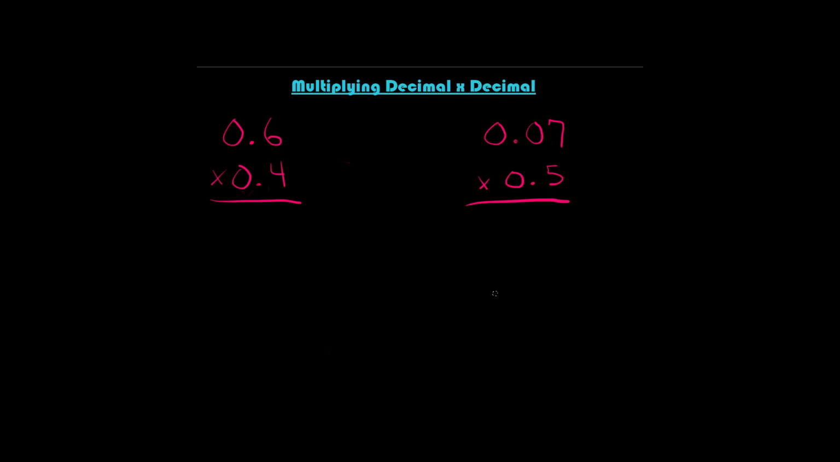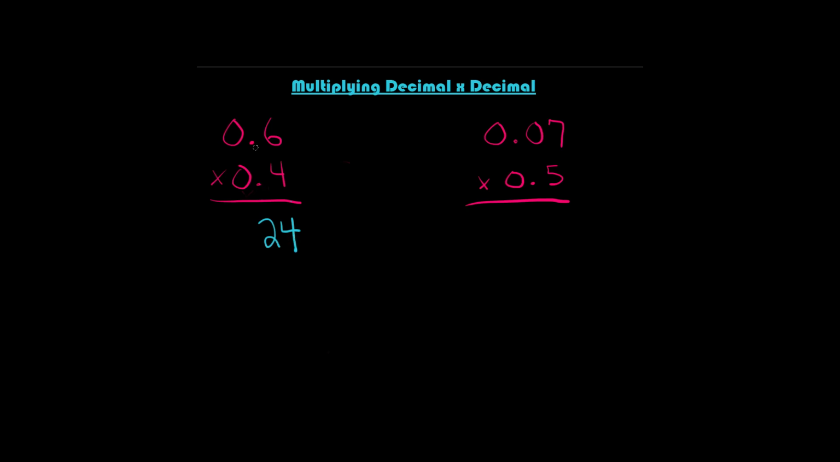So we have 0 and 6/10 times 0 and 4/10. The easy part about it is the multiplying. Let's just worry about that. 6 times 4 is 24. So when we come over here, let's go ahead and just write our answer of 24. All right, so 24 doesn't make sense. Okay, so let's take a look.